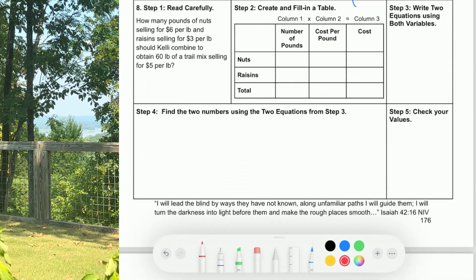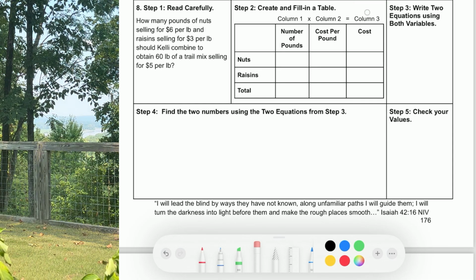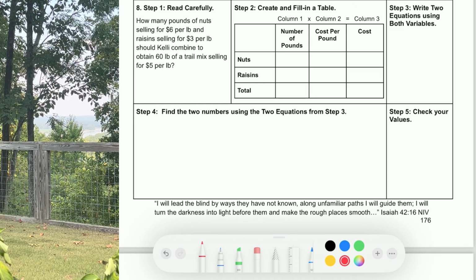Number 8. I'll erase that a little bit. All right, so number 8 says, how many pounds of nuts selling for $6 per pound and raisins selling for $3 per pound should Kelly combine to obtain 60 pounds of a trail mix selling for $5 per pound?